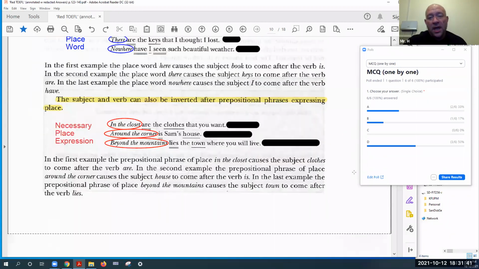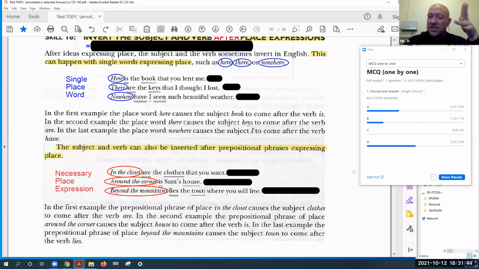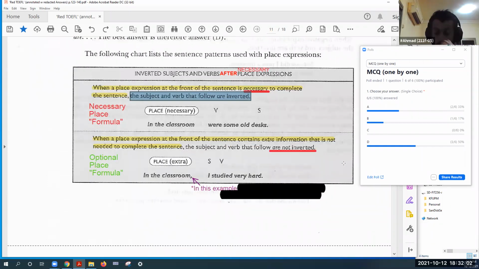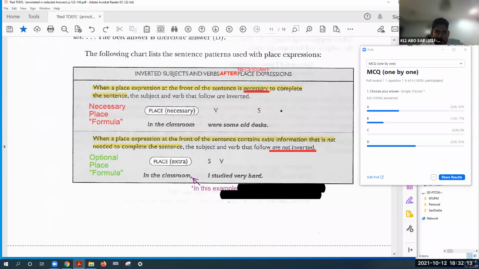Sure, that's possible. But the skill is you have to see when subject and verb are reversed and think, why is it reversed? Is it necessary or optional expression? So let's go down here to the necessary place formula. Abu Saif, can you read? What is the formula? Necessary place, and then verb and subject. That's right, verb and subject.